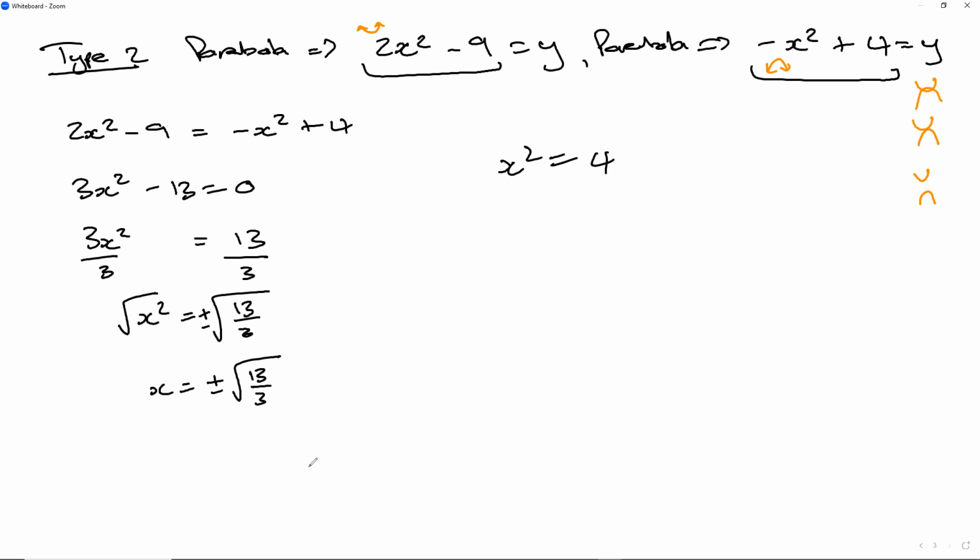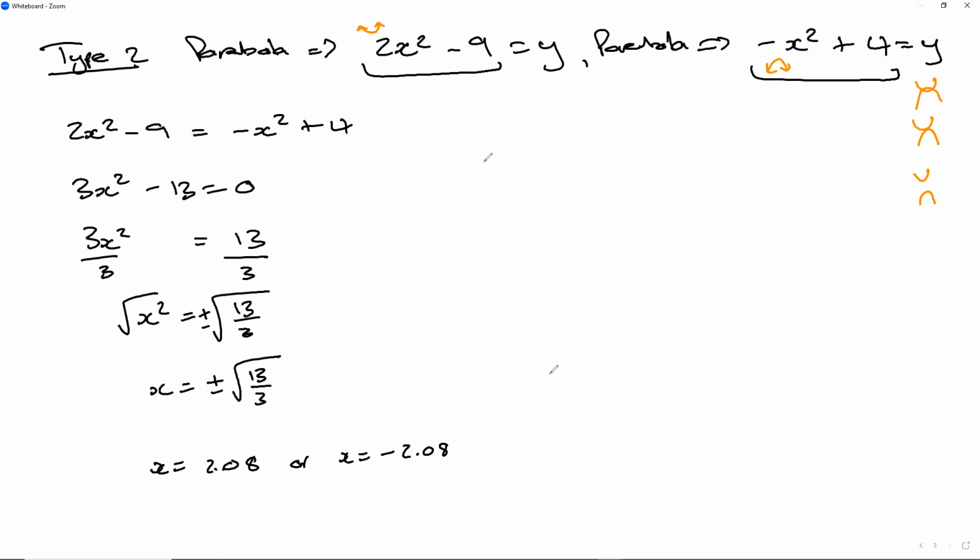So let's put this on a calculator. Let's see what we get. Square root button, fraction 13 over 3, 2.08, or x is equal to negative 2.08. The more decimals you provide, the better, right?